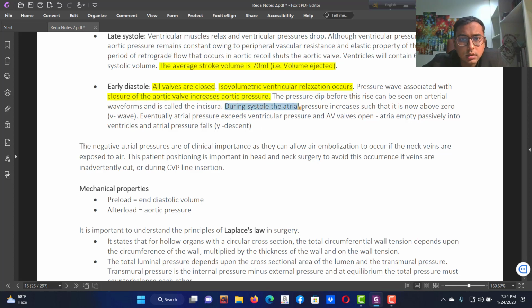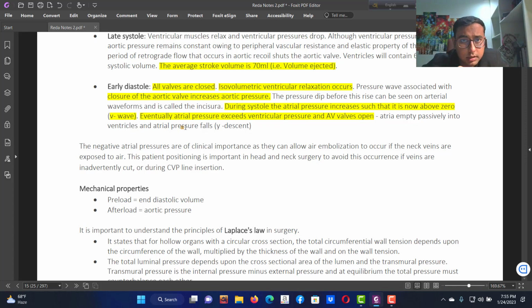So during systole, the arterial pressure increases such that it is now above 0, and eventually arterial pressure exceeds the ventricular pressure and the valves open. Okay. Atria empty passively into the ventricles, because it is a Y descent.